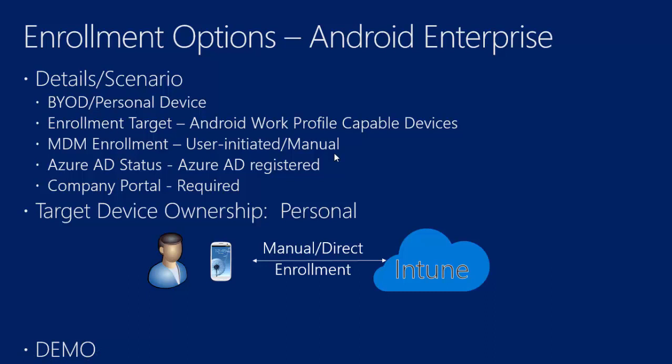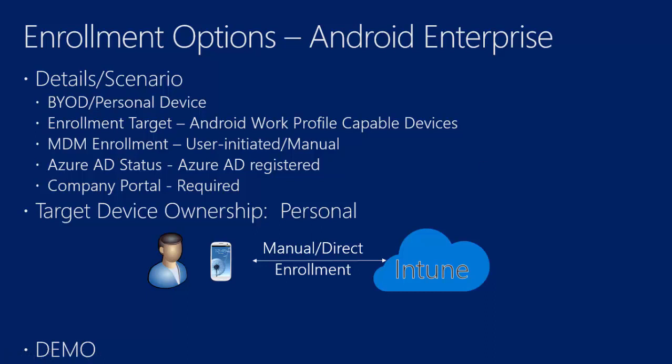It is required to have the company portal because that's how the enrollment is done. This is the only kind of Android Enterprise enrollment where the device will show up as personally owned, right? So this one I will walk through and do the demo real quick.